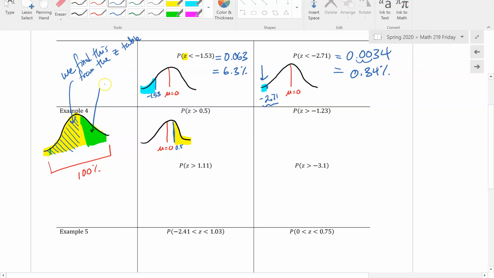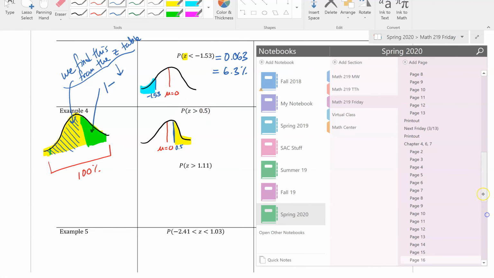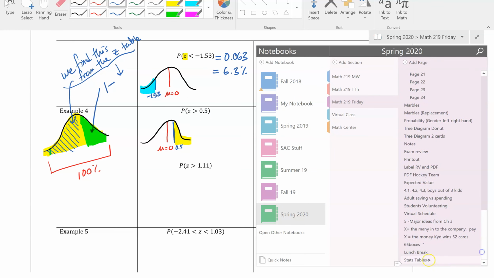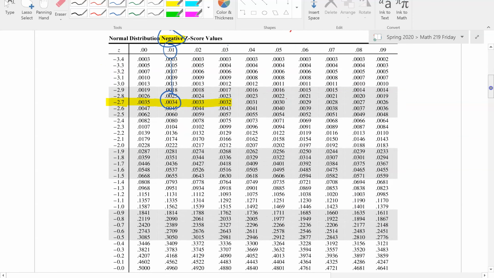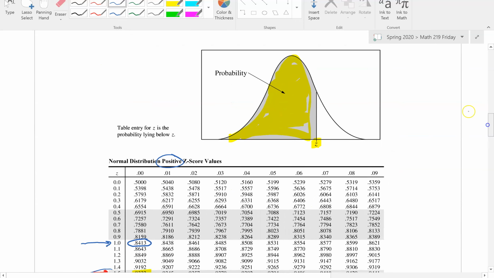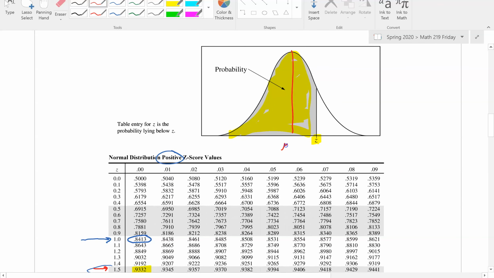Whatever that is, you take 100% minus this thing. Right? So let's put it to practice and see. Okay, so I've got a positive z-score, so I need to look at the positive z-table. So not the negative one, I got to go down to the positive z-table. I need z-scores that are to the right of the mean. There's the mean. So again, I want z-scores that are to the right. I'm looking for the probability that z is greater than 0.5.